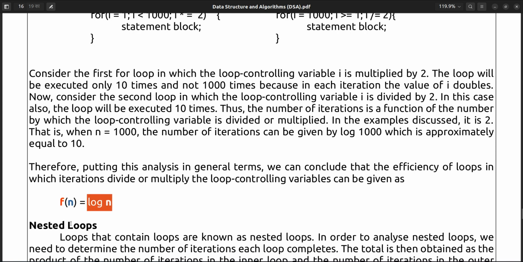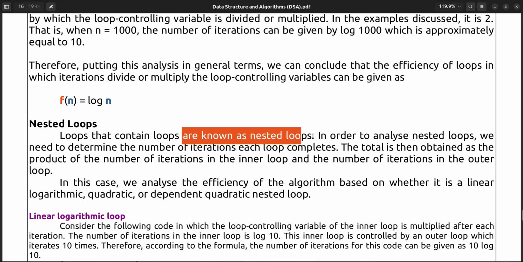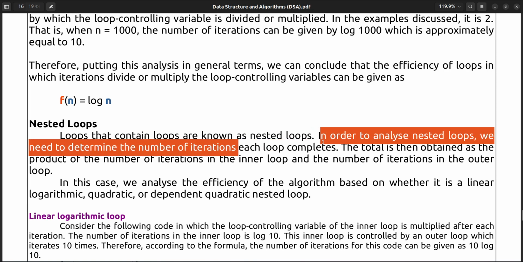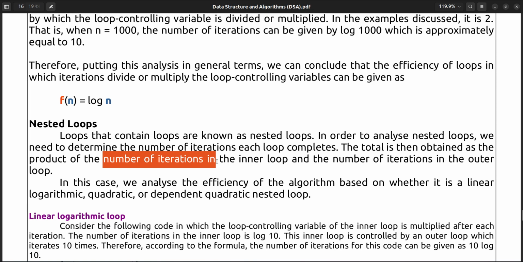Okay, next one is the nested loop, loop inside loop. Loops that contain loops are known as nested loops. In order to analyze a nested loop, we need to determine the number of iterations each loop completes. The total is then obtained as the product of the number of iterations in the inner loop and the number of iterations in the outer loop.